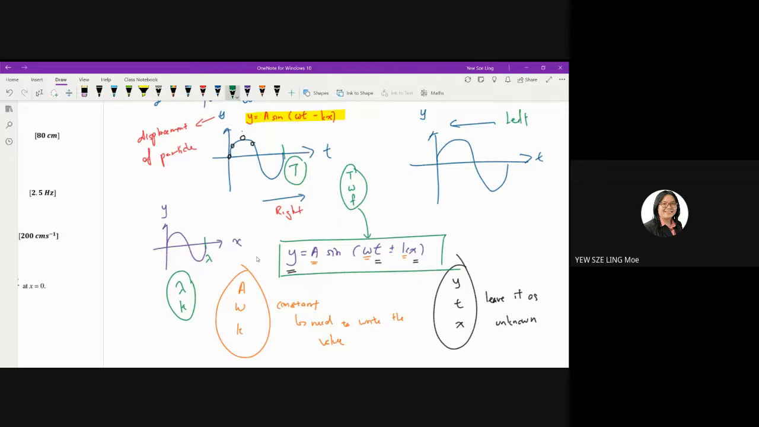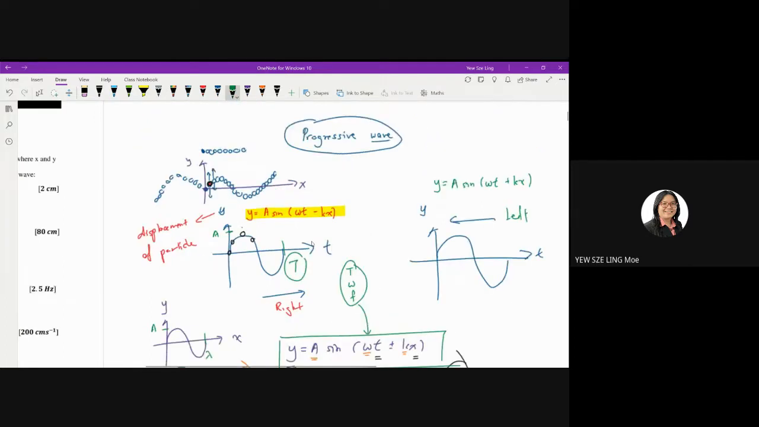The things that you have to remember and put in the equation are A, omega, and k. The things you need to include in your graph, other than amplitude: if you have a y against t graph, you need to insert the value of the period. If you have a y against x graph, you need to insert the wavelength, lambda, for one complete oscillation, one complete cycle.